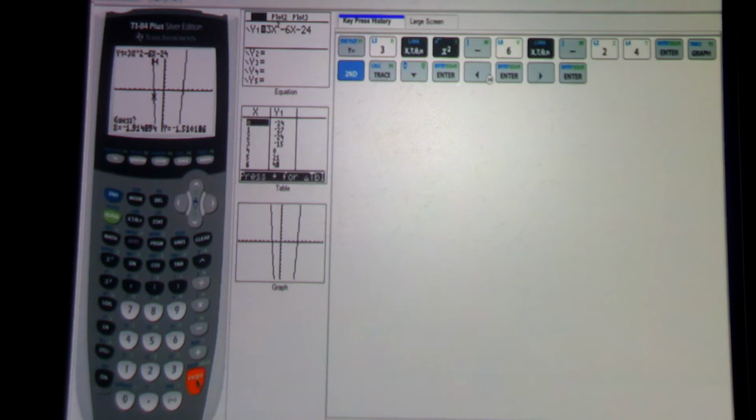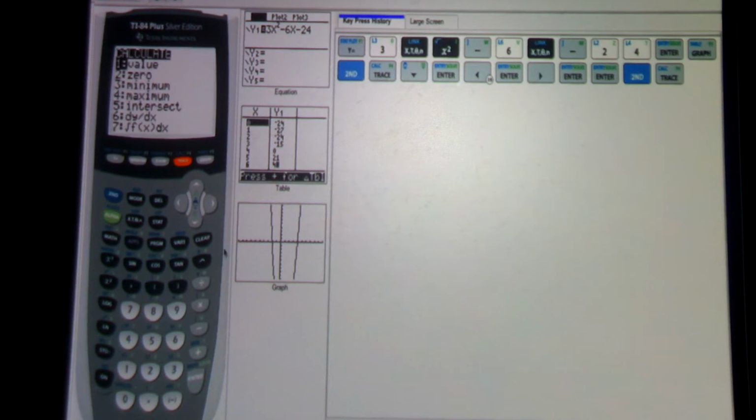This is where it's going to search for the 0. When it says guess, you can just ignore it by hitting enter again, and then after that you will get 0 equals, x equals -2. That's your 0 for that equation. But we also have another one, so let's try it again.